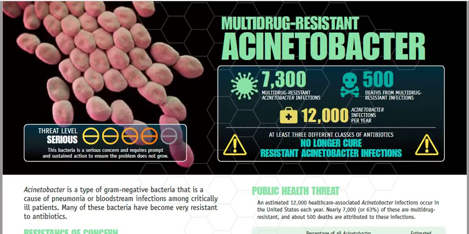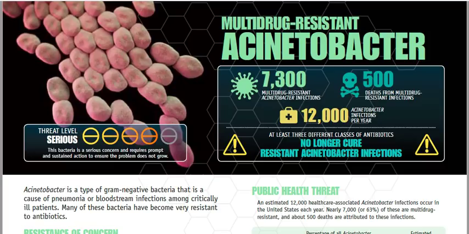Multidrug-resistant Acinetobacter, I'm just going to call it AB. 7,300 multidrug-resistant AB infections, 500 deaths from multidrug-resistant infections, 12,000 AB infections per year. At least 3 different classes of antibiotics no longer cure resistant AB infections.